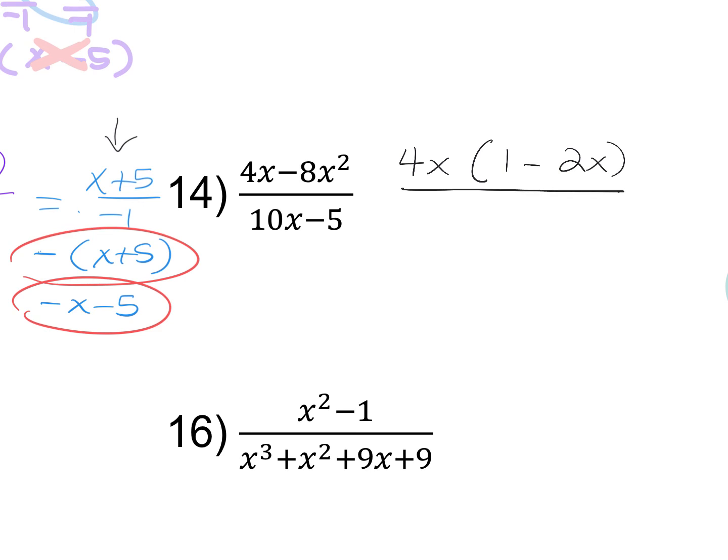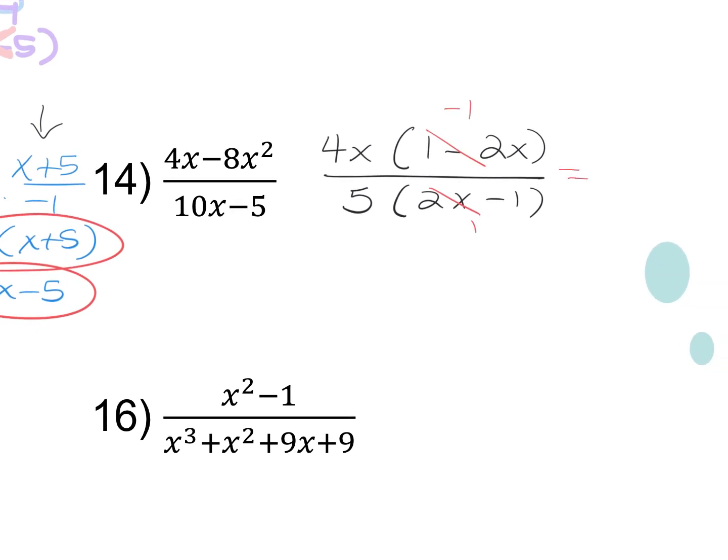The denominator, my greatest common factor, is 5. And then I get 2x minus 1. Notice what's in the parentheses. The 1 is an opposite sign of the denominator, and so is the 2x. So again, I can simplify this, change this one to a -1, this one to a 1, and now multiply what's left. And I end up with -4x over 5.